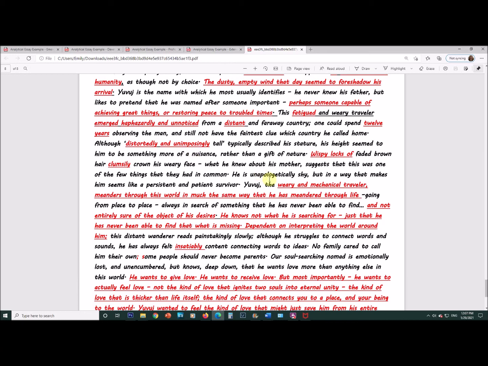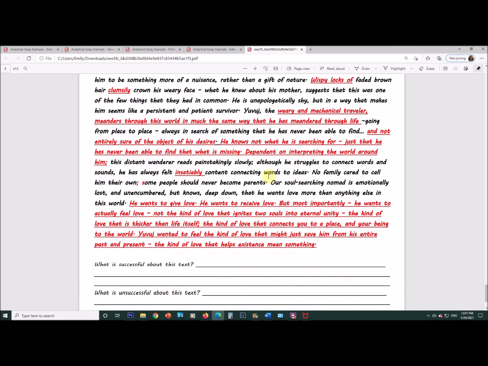What he knew about his mother suggests that this was one of the few things they had in common. He is unapologetically shy, but in a way that makes him seem like a persistent and patient survivor. Yuvuj, the weary and mechanical traveler, meanders through this world in much the same way that he has meandered through life, going from place to place, always in search of something that he has never been able to find, and not entirely sure of the object of his desires. He knows not what he is searching for, just that he has never been able to find that what is missing.